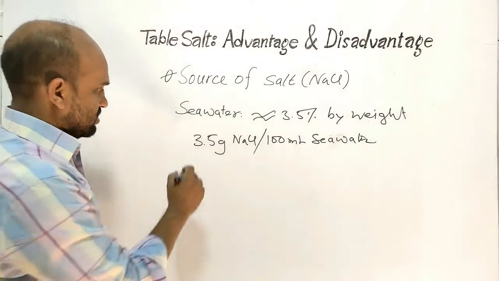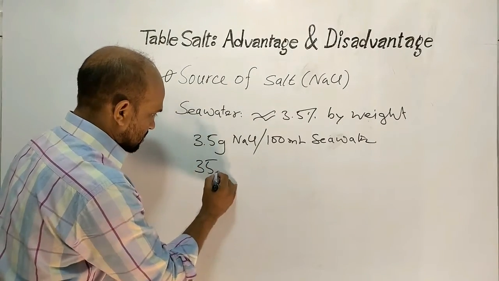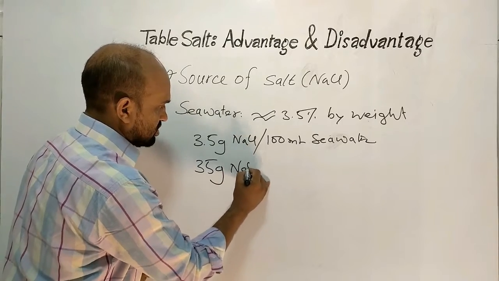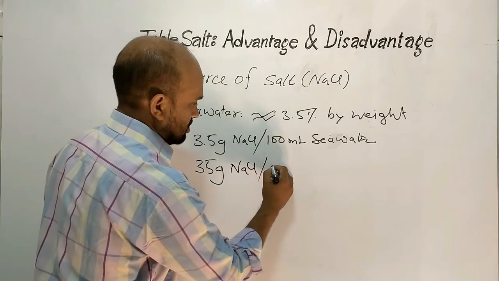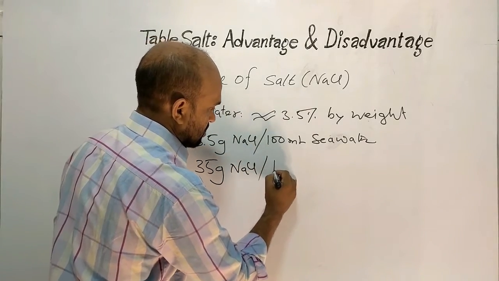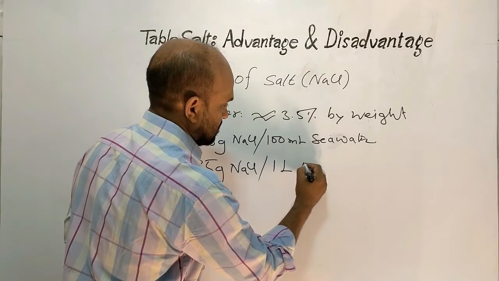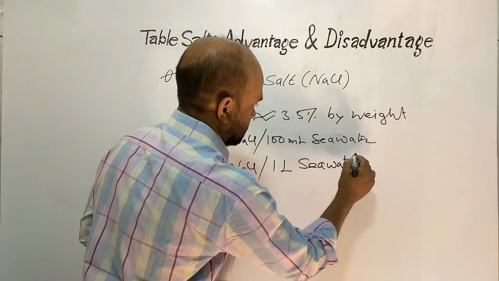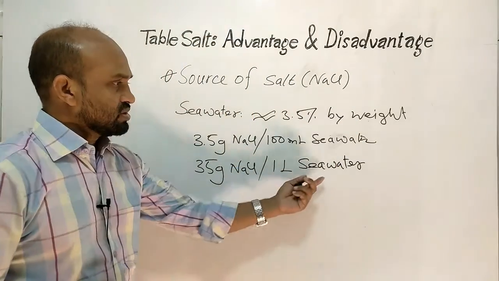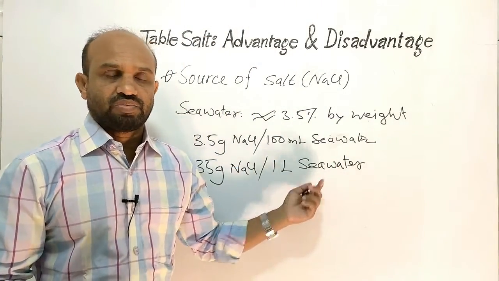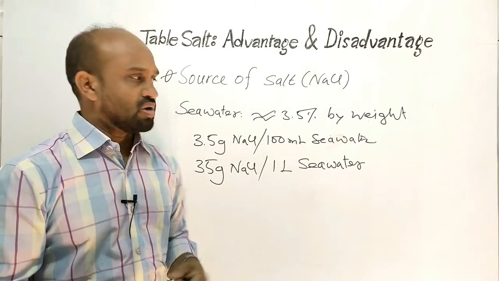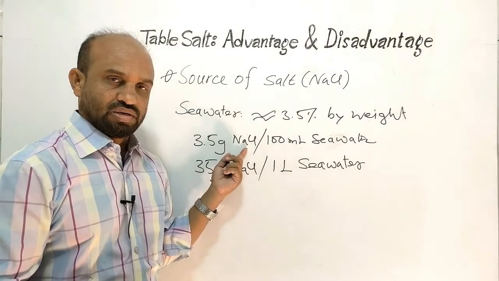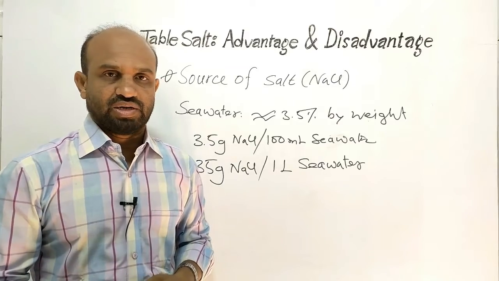Or we can tell that 35 grams sodium chloride is present in 1 liter seawater. That means seawater is a kind of saturated solution of sodium chloride, which is known as brine.